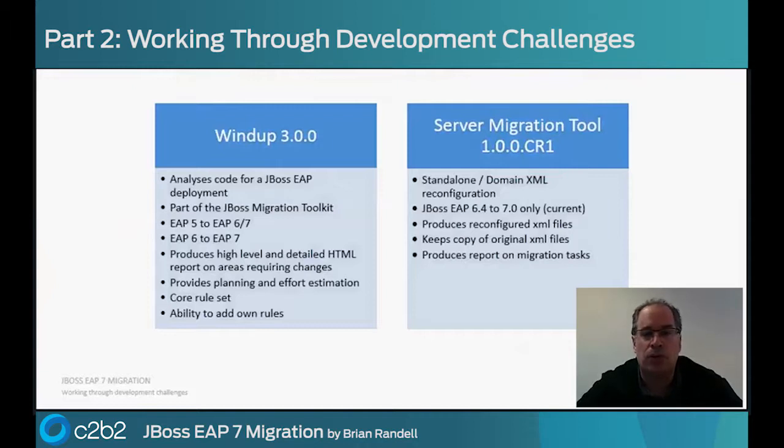So onto the tools. Windup is at version 3 at the moment, and what it does is it analyzes code and gives you a report on the compatibility with JBoss EAP. It's part of the migration toolkit. In fact, it's the only thing in the migration toolkit, I think, at the moment. There are only a few versions it does, so it does 5 to 7, so you'll be fine with that.